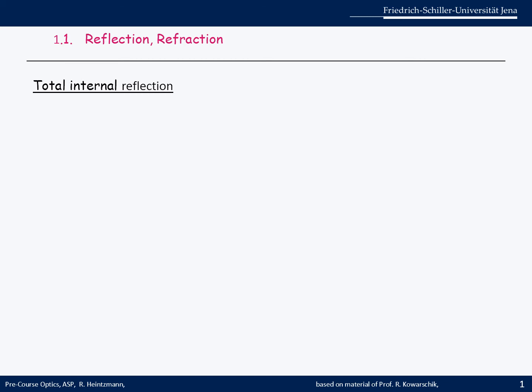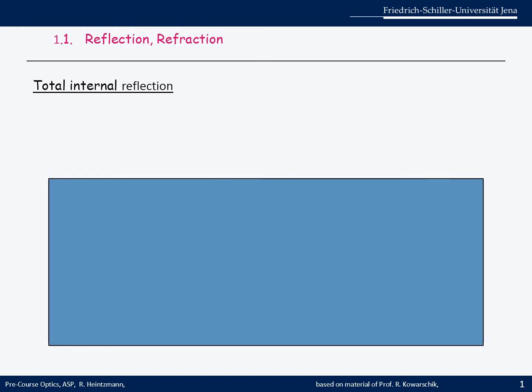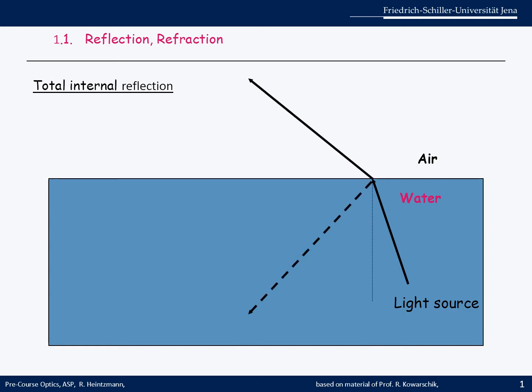So now that you've seen what total internal reflection is, let's look at the explanation. Imagine we have water and a surface between water and air. And now we have a light source underwater and we send it towards the other direction. The laws of refraction now tell you that there are two rays, of course the reflected ray and the refracted ray, and the refracted ray leaves at a particular angle.